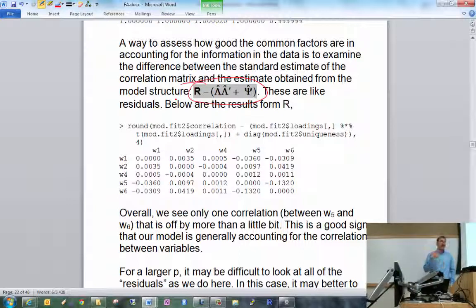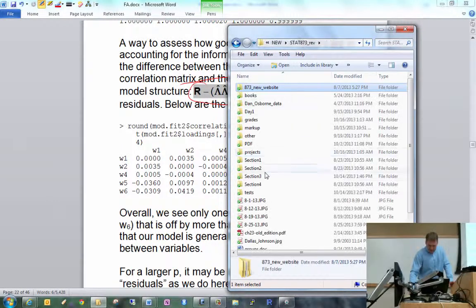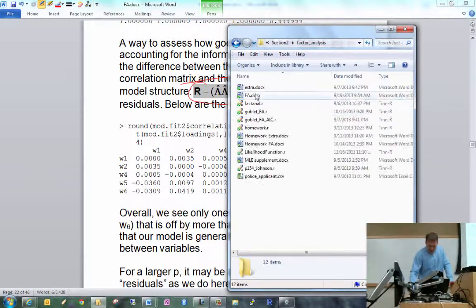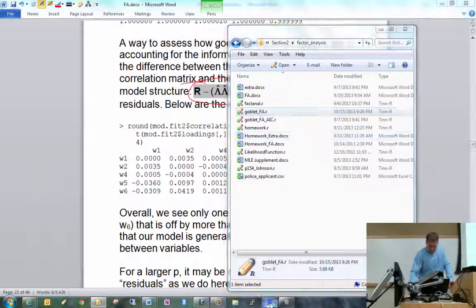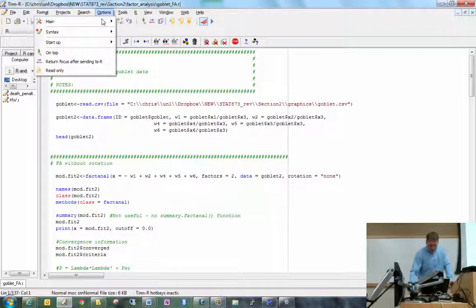Okay, so let's talk about how we can come up with this matrix of residuals. And unfortunately, I had accidentally closed out my program here, so let me find it. Wait a second. Closed out R for some reason. Okay.